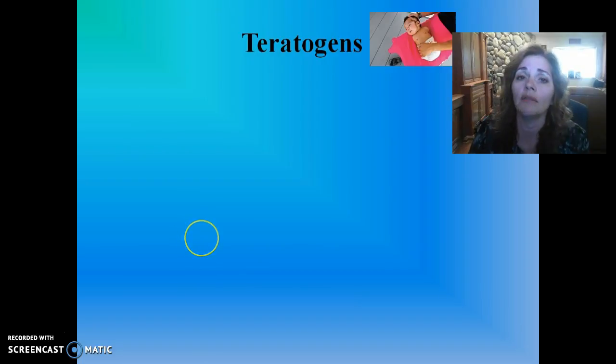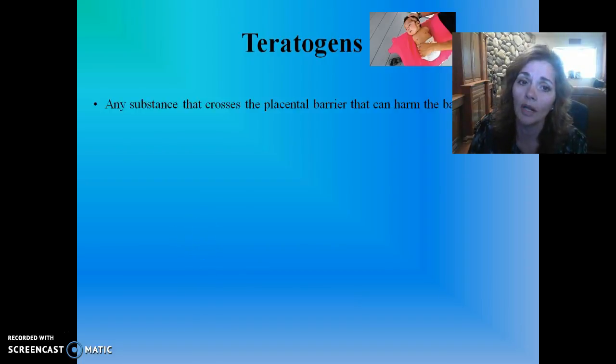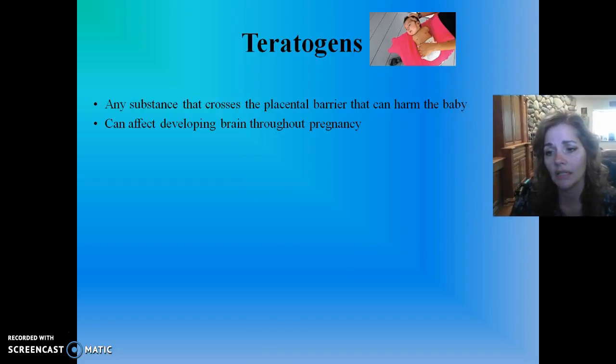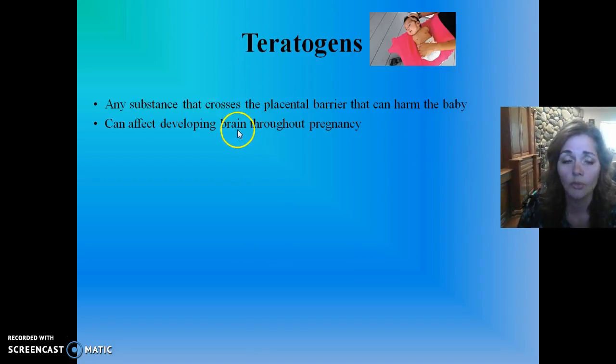Prenatal development, infants are extremely vulnerable to what we call teratogens. If you break down the word, this actually means monster, and genesis means creation. So substances that cross the placenta and can harm the baby and create birth defects are teratogens. They can affect the developing brain throughout the pregnancy.